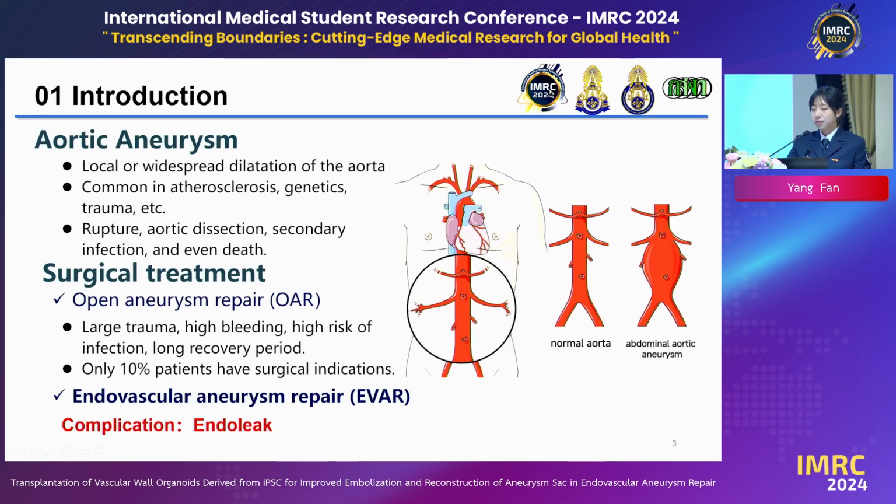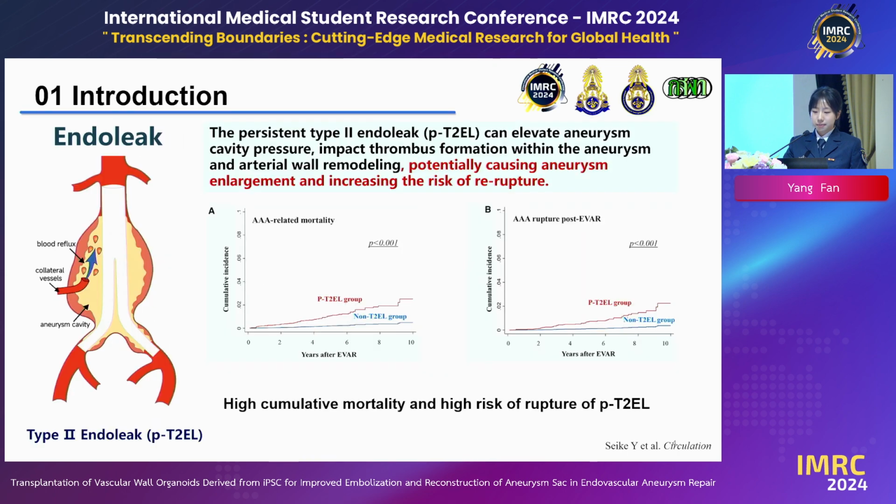Our study focuses on aortic aneurysms, a condition marked by the aorta's local dilation, often due to atherosclerosis, posing a significant risk of rupture. Current treatments include the open aortic repair, that is OAR, and endovascular aneurysm repair, that is EVAR. However, OAR is highly invasive, while EVAR has the complication of endoleaks, both of which have their drawbacks.